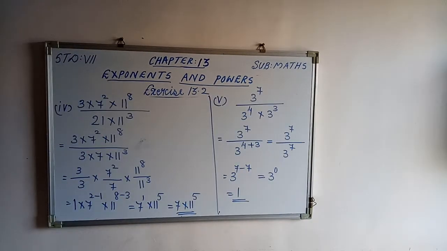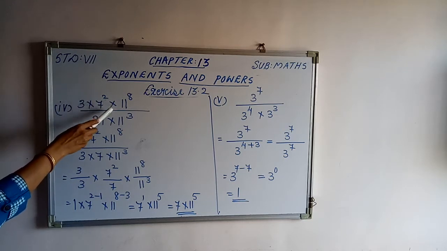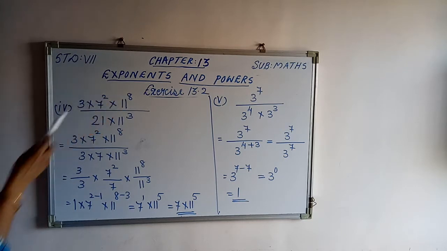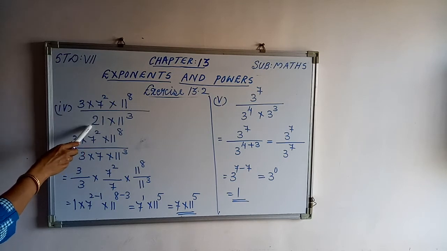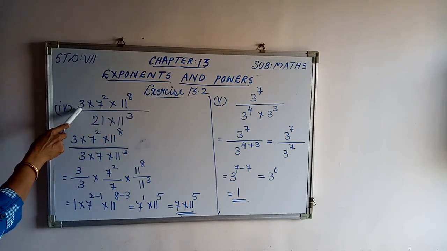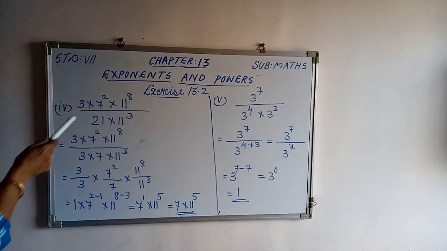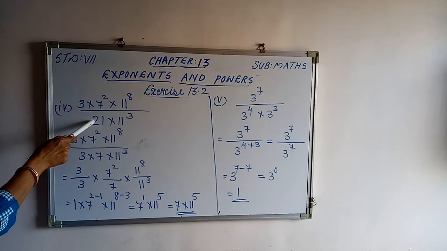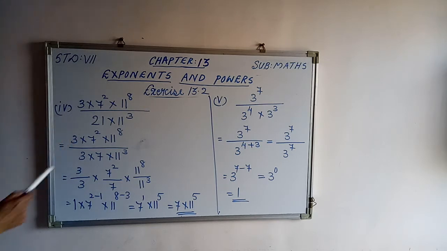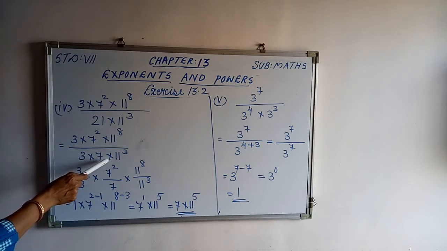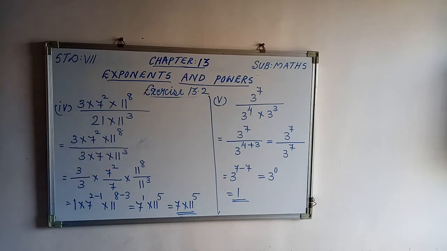Fourth one. 3 multiplied by 7 square multiplied by 11 raised to the power 8 upon 21 multiplied by 11 cube. Numerator we can write as it is, but here you see in denominator 21. 21 can be written as 3 multiplied by 7 multiplied by 11 raised to the power 3.